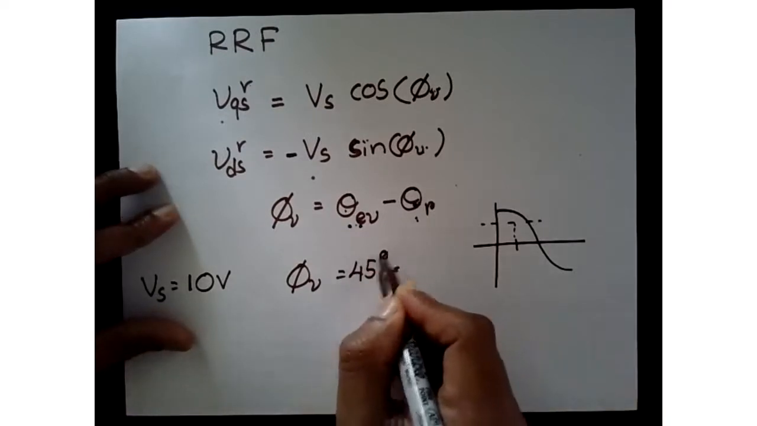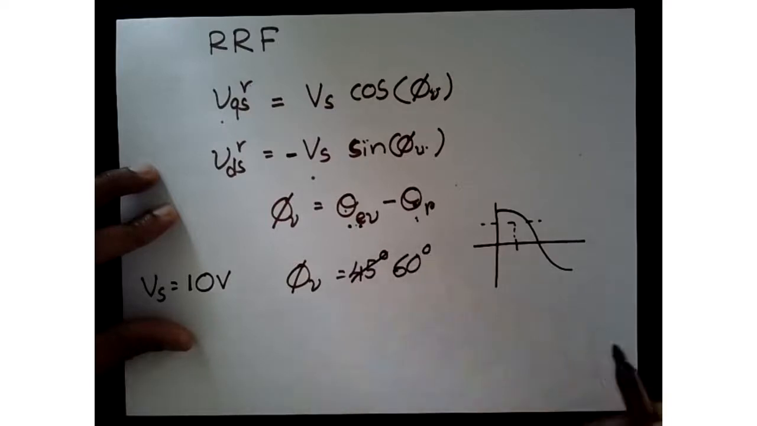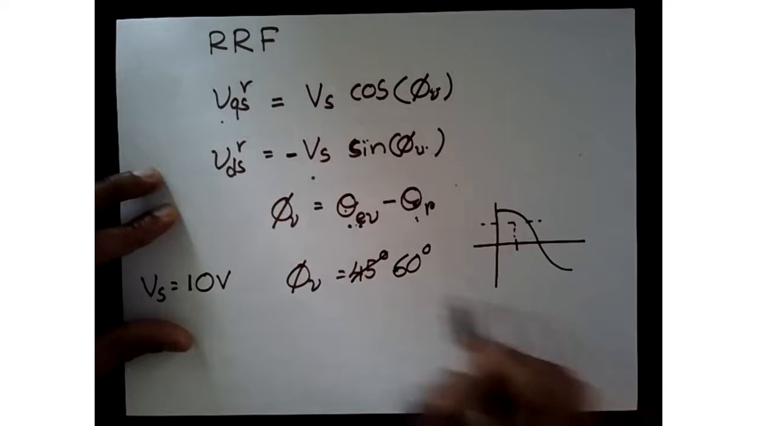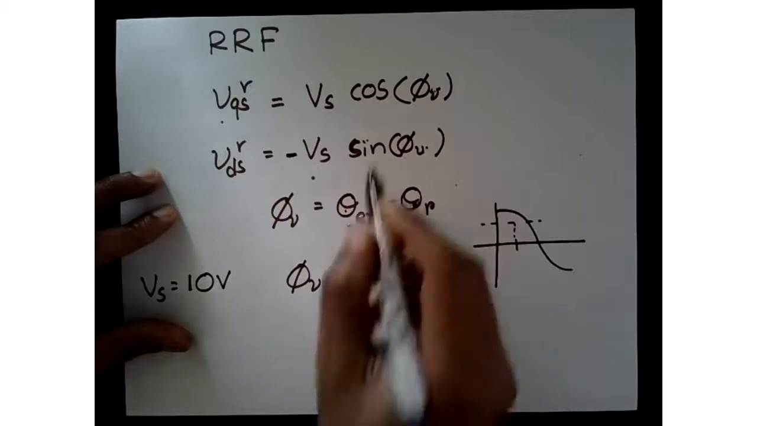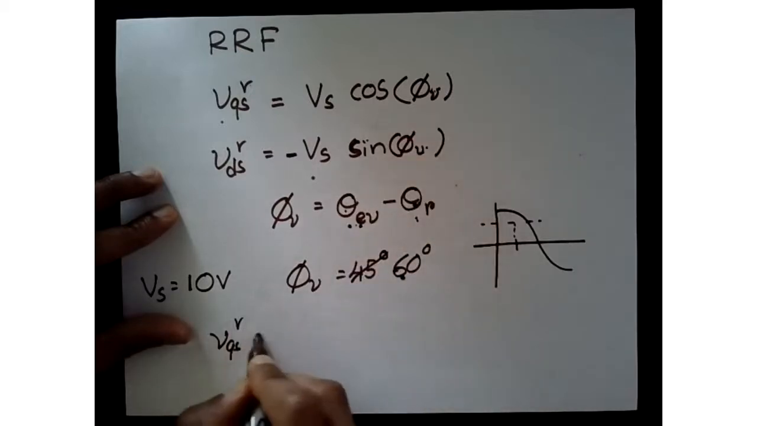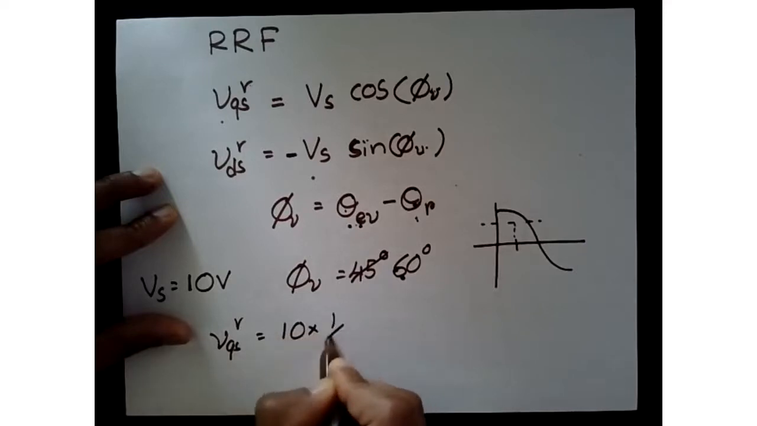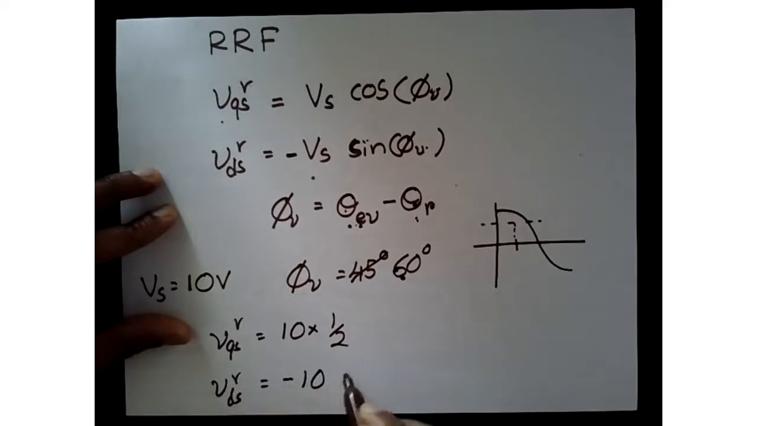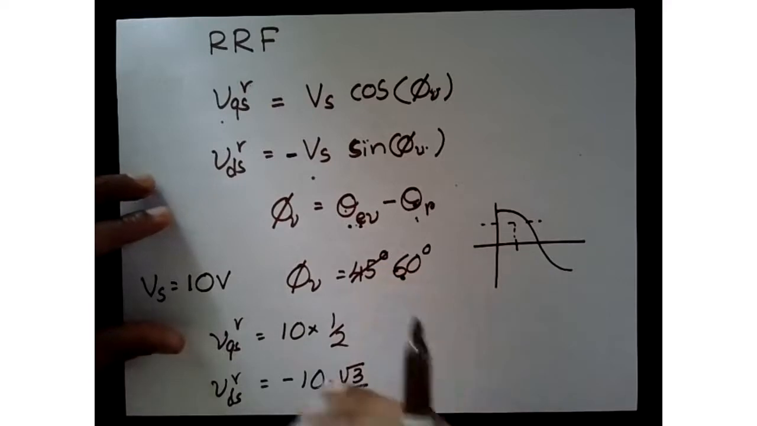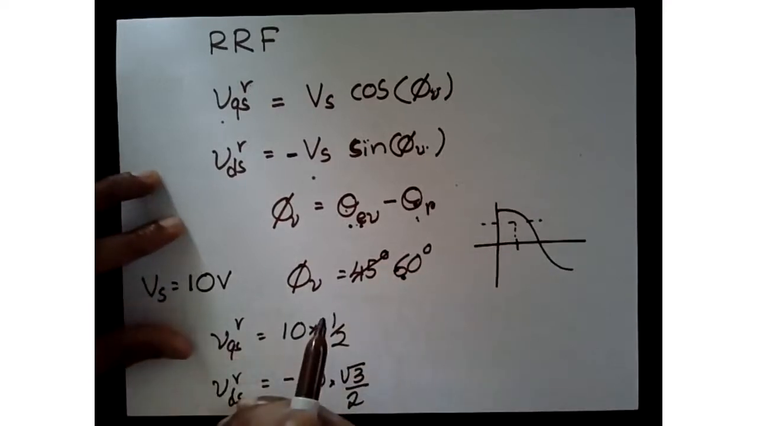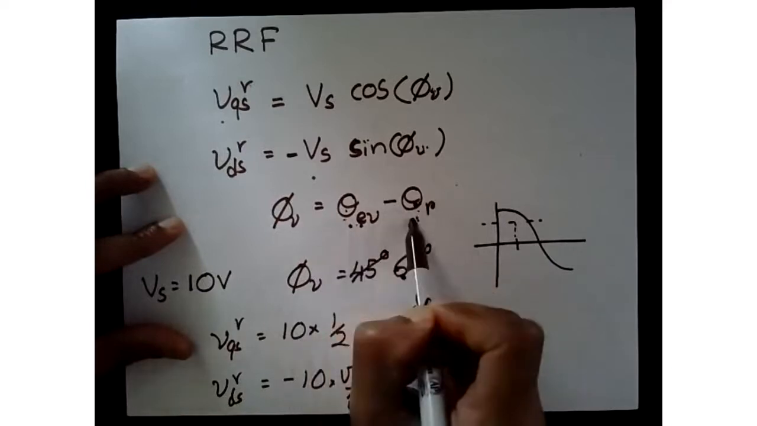What if this was 60? What's cosine 60? Half, right? Cosine 60, so this VQ is going to be 10 times half. And then VDSR is going to be negative 10 times sine 60, which is √3/2, right? So now you can see how the voltage will split between Q and D axis depending on how much offset you introduce to that voltage.